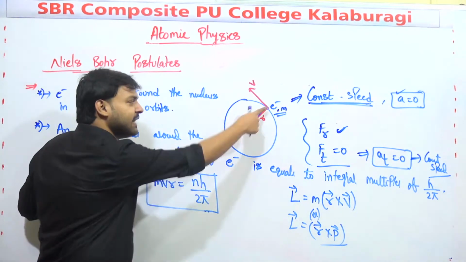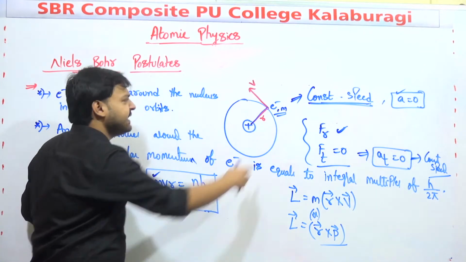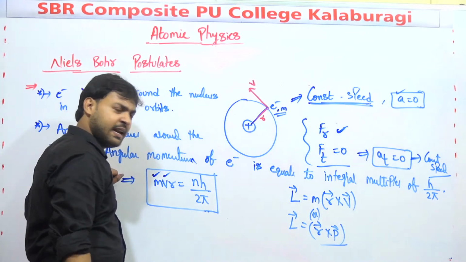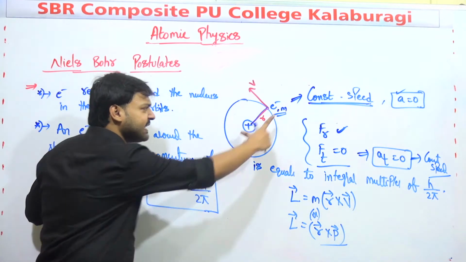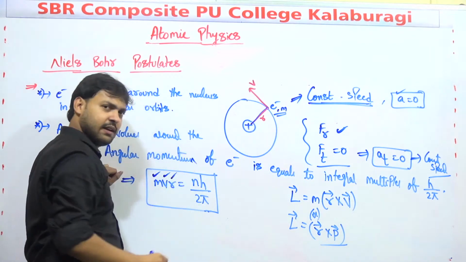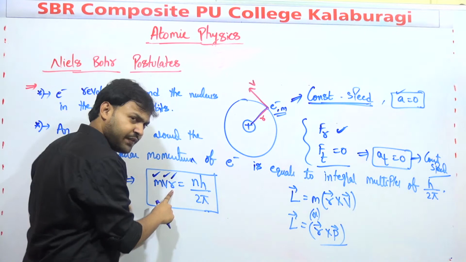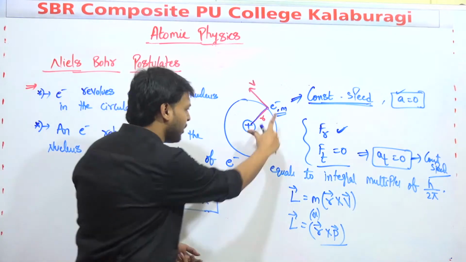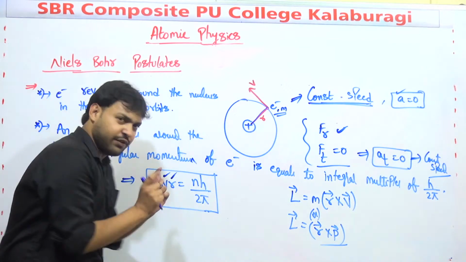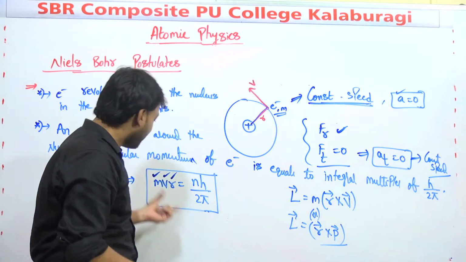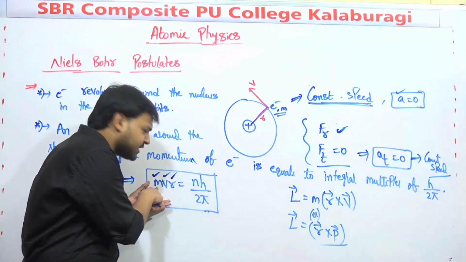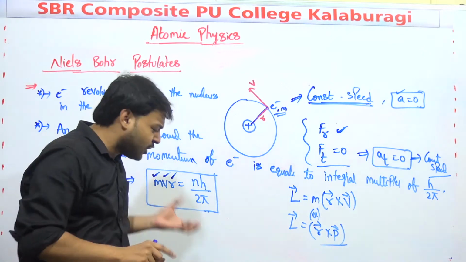So m, the mass of the electron, is fixed. And it is moving with a constant speed, that is also fixed, right? And r we can calculate, or after calculating for that particular orbit, r is also fixed. Don't worry about that. So if r is fixed, that radius he also added here and got a value. So m is constant, v is constant, r is constant, he got some value.